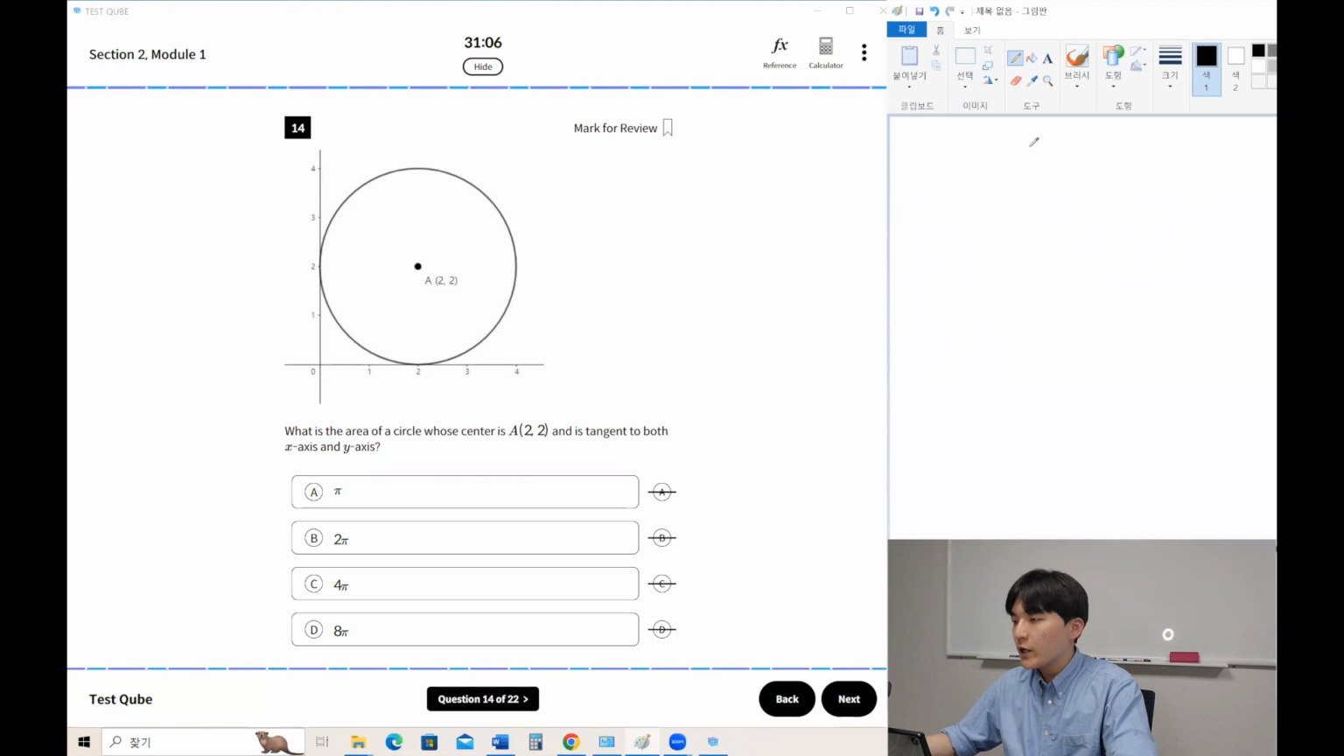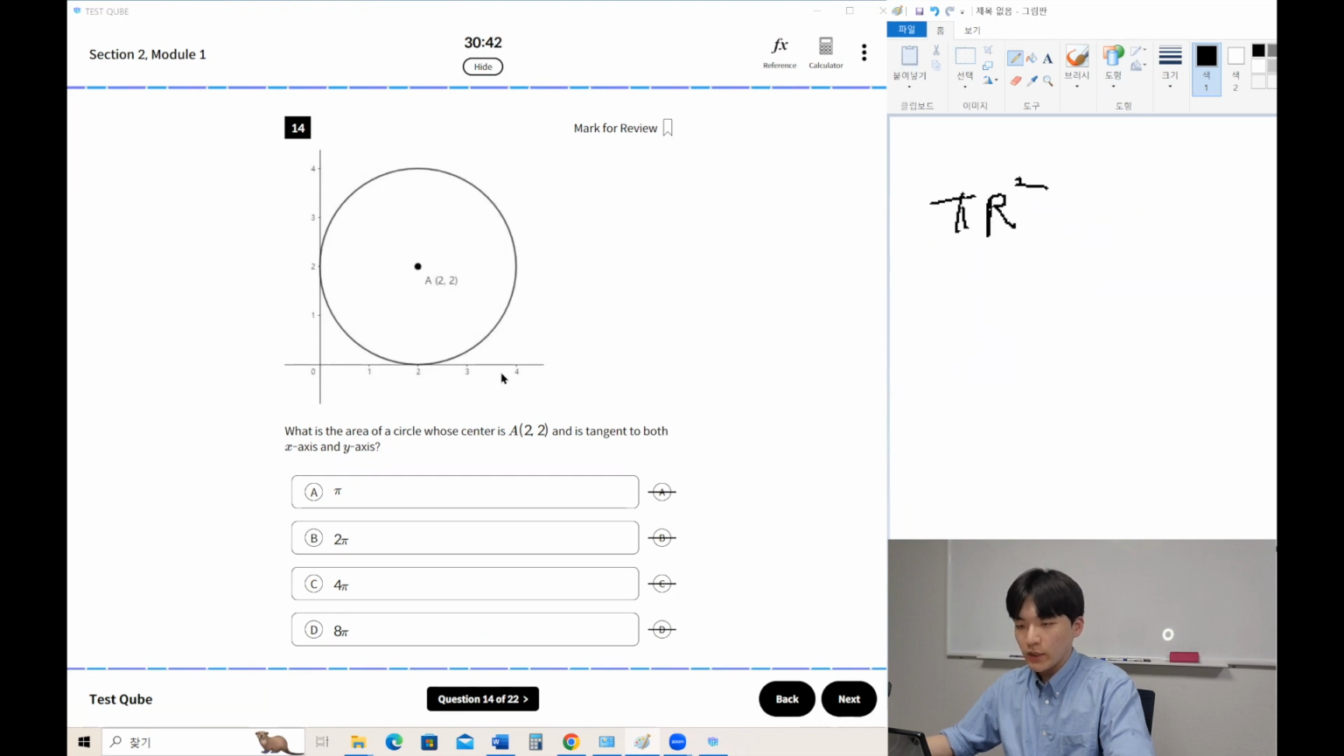So if we want to find the area, we need to understand the formula for the area of a circle, which is pi r squared. And the way we're going to figure out the r here is, since there is a tangent and the center is (2, 2), we can extrapolate that at one point to the center.